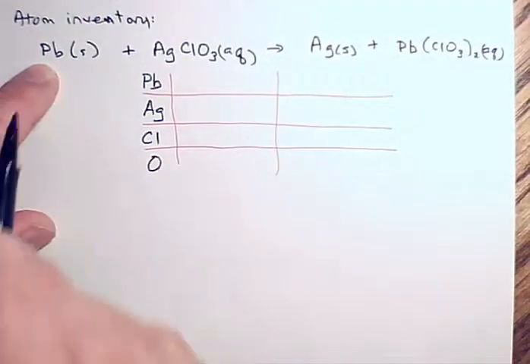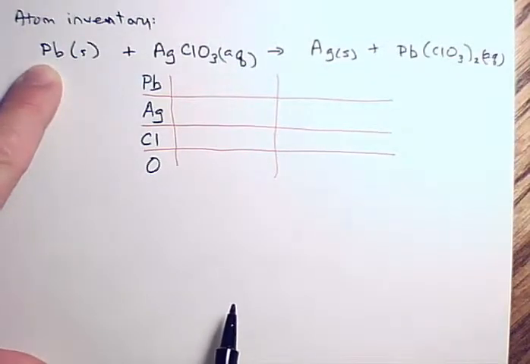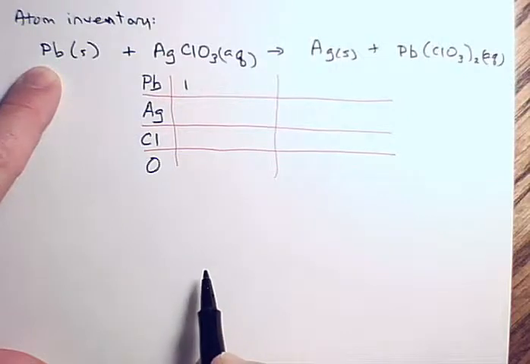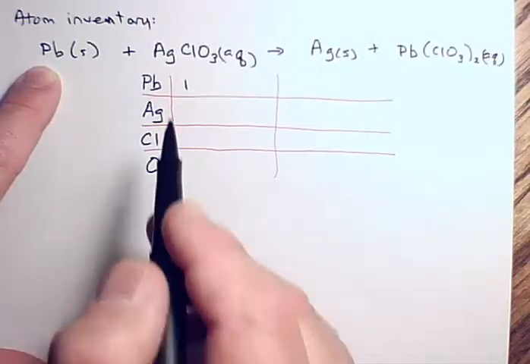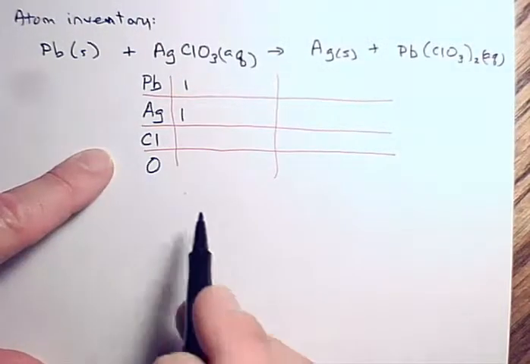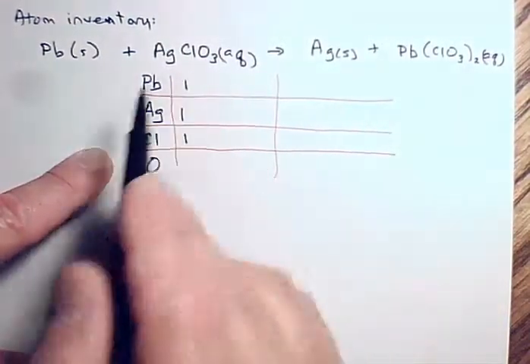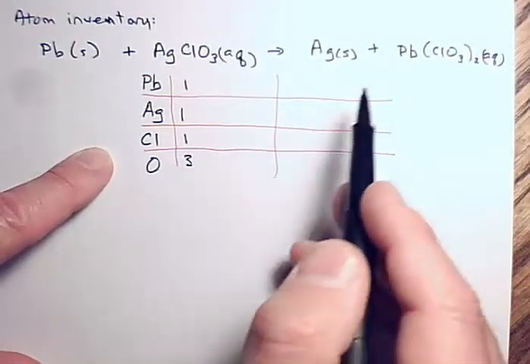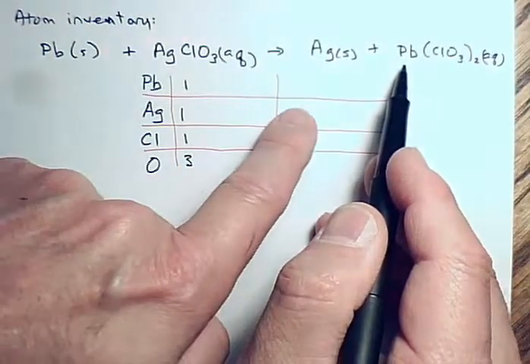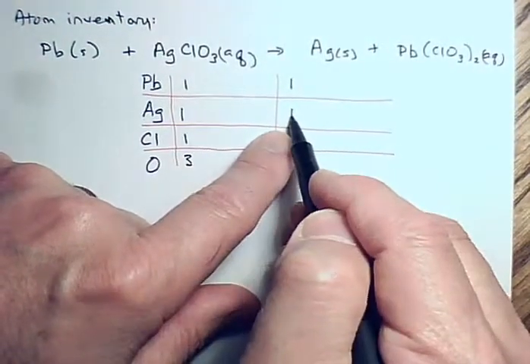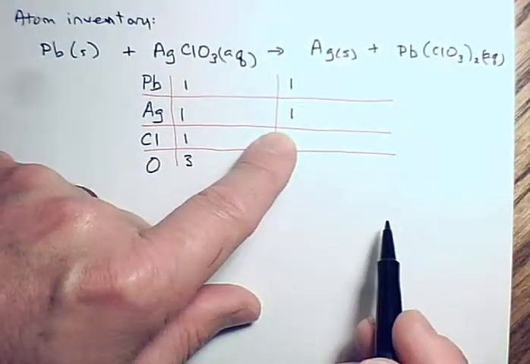So how many leads do we have so far? 1. How many silvers do we have? 1. Just 1. How many chlorines do we have? 1. How many oxygens on the left-hand side do we have? 3. On the right-hand side, how many leads do we have right now? 1. How many silvers do we have right now? 1.